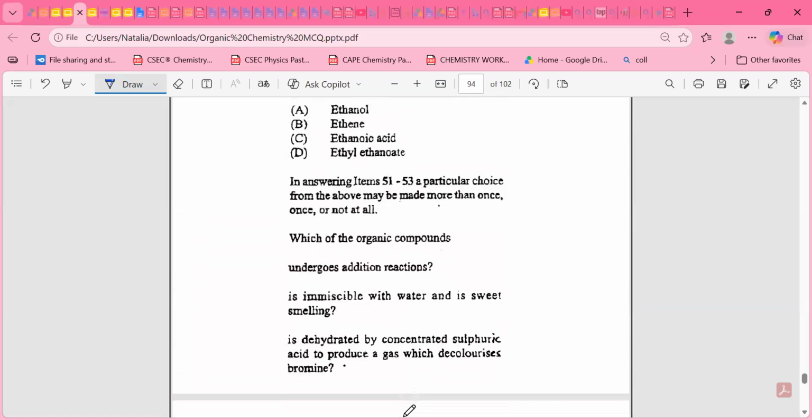Last question. Which of the following compounds is dehydrated by concentrated sulfuric acid to produce a gas which decolorizes bromine? Which one of them undergoes dehydration? A, B, C, D. A.